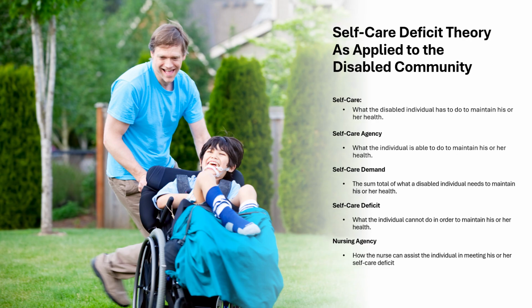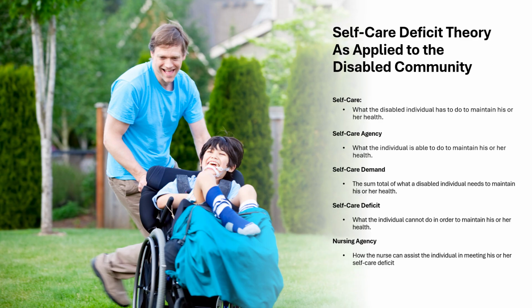As it applies to this community, self-care is what the disabled individual has to do in order to maintain his or her health. Depending on the status of the individual, this means going to multiple health providers, taking their medications, keeping wounds clean and dry, and limiting pressure on pressure points. The individual has the option of attending religious services if they so choose.